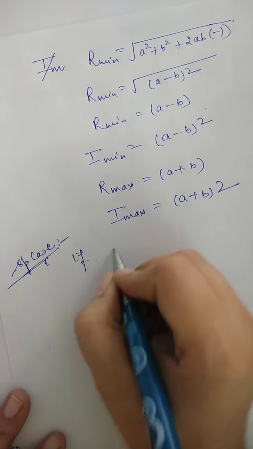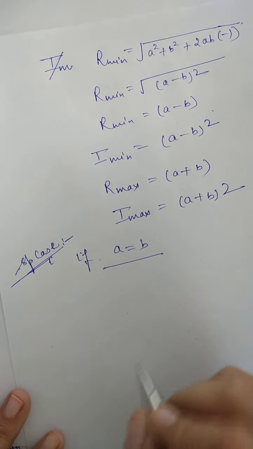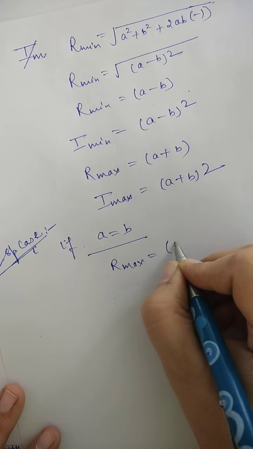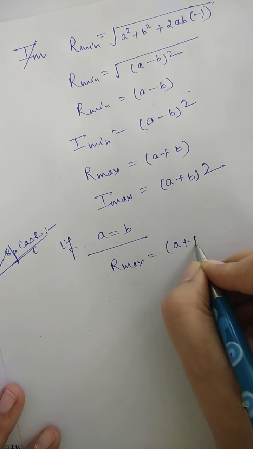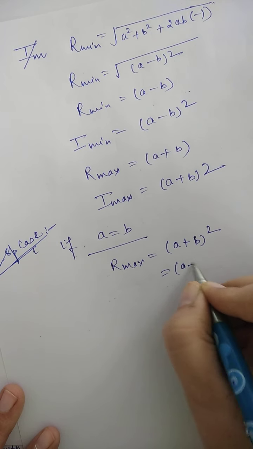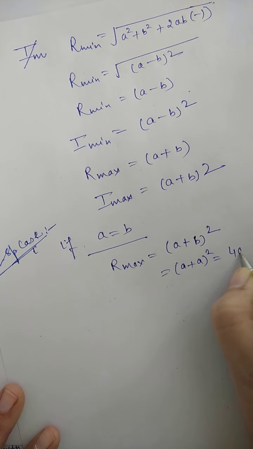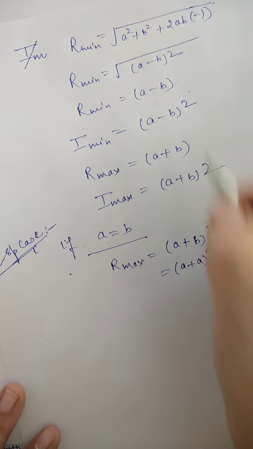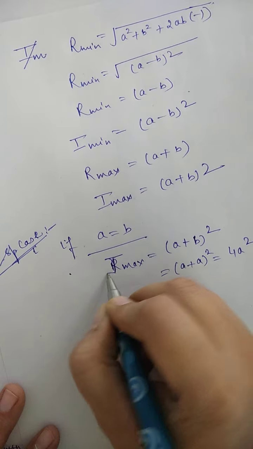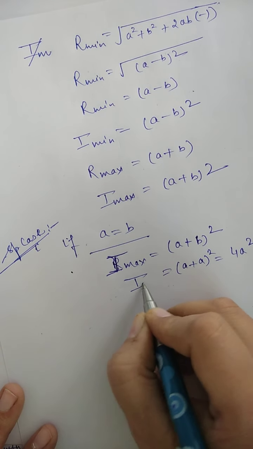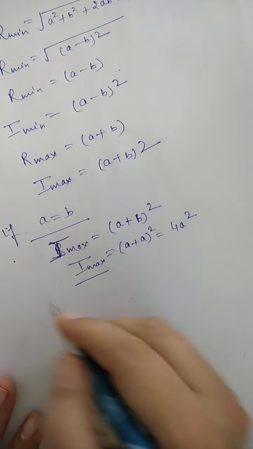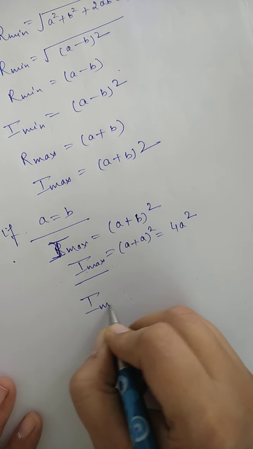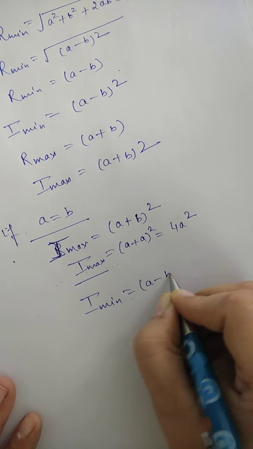If the waves coming from two sources have the same amplitude, if A equals B, what is the value of R maximum? It is A plus B, which is A plus A. The intensity of maxima is (A plus B) whole square, which is equal to 4A square. Now what is the intensity of minima? It is (A minus B) whole square.